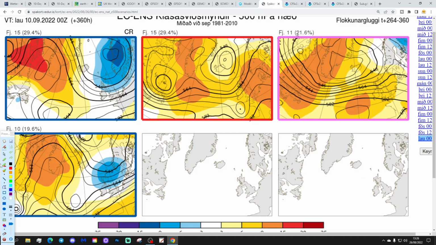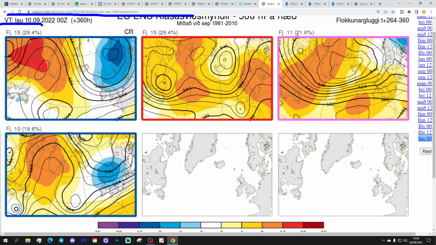In 2 weeks' time, these are the options that we've got. It gets us to the 10th of September. 15 members of ECM ensembles with northern blocking around Greenland and low pressure over and to the east of the country. So that will be cool and unsettled with winds from the north.